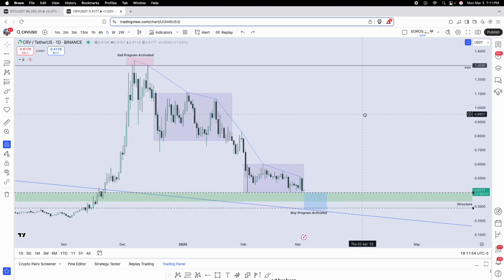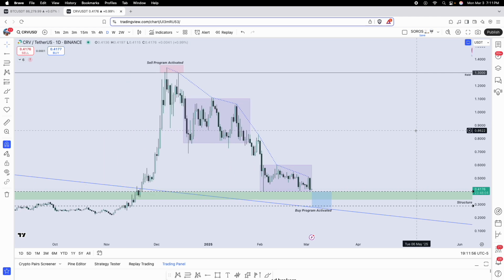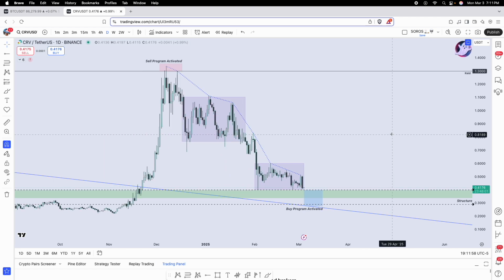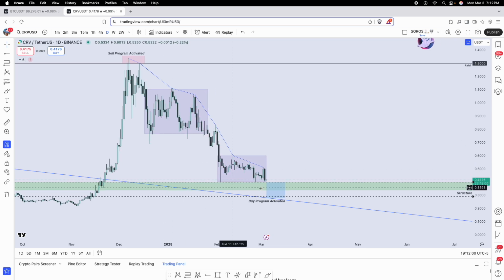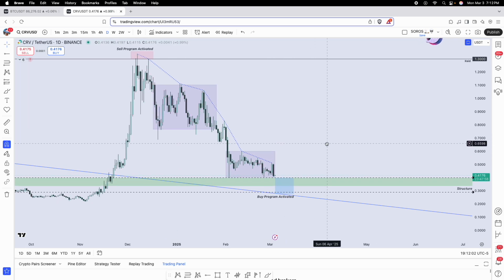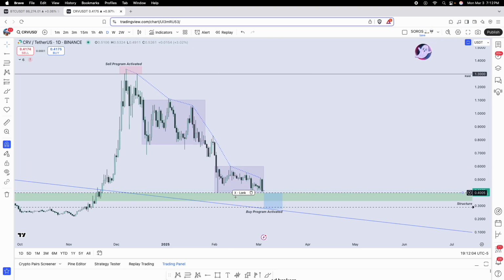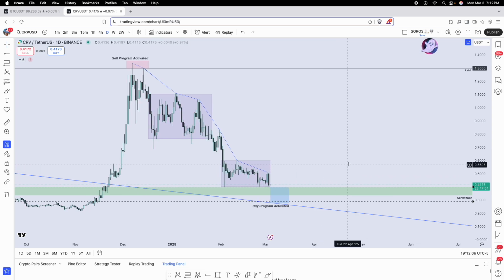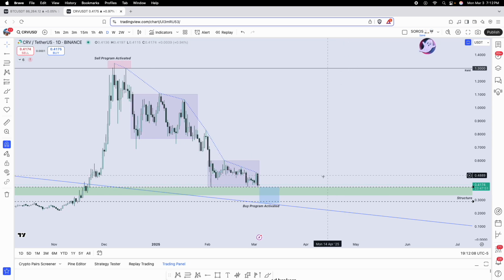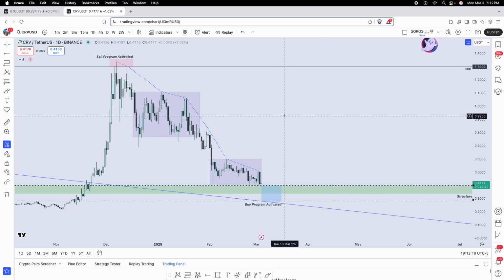But yeah, that's the setup on CRV. It looks pretty clean to me in terms of being a market maker model, targeting a very clear target down here. And the 886 for the harmonic would be deep value. So this is where you'd be looking for longs, not up here with the other dummies.